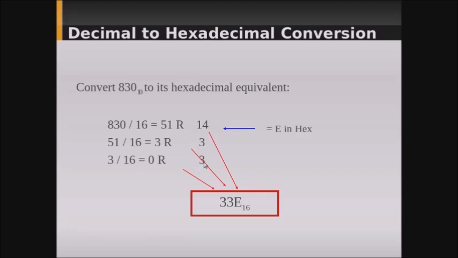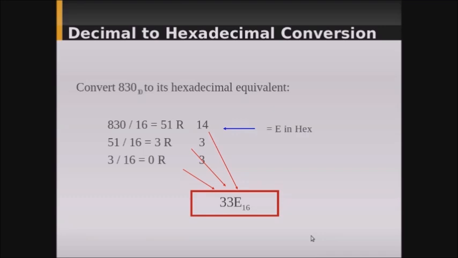Alright, now here the remainder of the last process would be considered as an MSB, and the remainder of the first process would be considered as an LSB. Therefore the value would be 33E. E is the hexadecimal representation of 14. Okay, now 33E is the equivalent representation of 830 in hexadecimal format. So this is how we are going to convert any given decimal to any other forms.